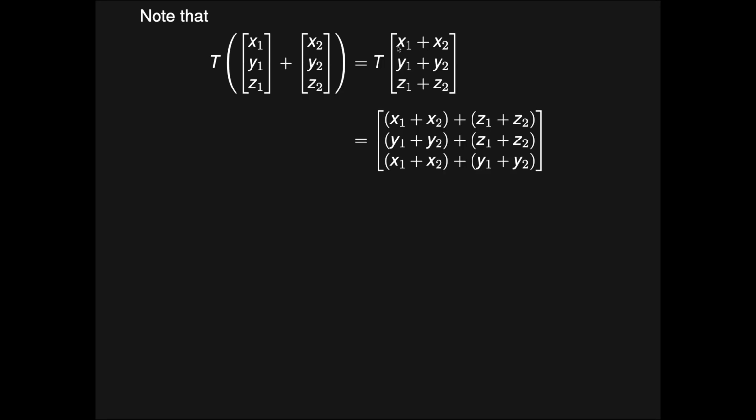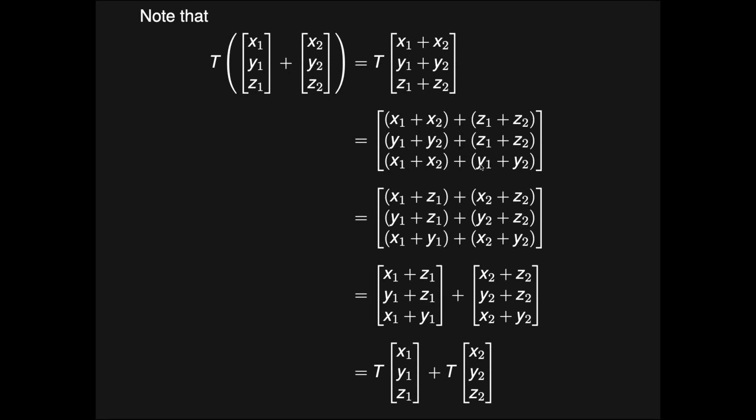So what I will do, I'll take two vectors, namely x1, y1, z1, and x2, y2, z2, and consider T of x1, y1, z1 plus x2, y2, z2. But what is this? This is equal to T of x1 plus x2, y1 plus y2, and z1 plus z2. And recall that T of x, y, z was x plus z, y plus z, and x plus y. So when T acts on x1 plus x2, y1 plus y2, and z1 plus z2, the value will be x1 plus x2 plus z1 plus z2, then y1 plus y2 plus z1 plus z2, and the last will be x1 plus x2 plus y1 plus y2.